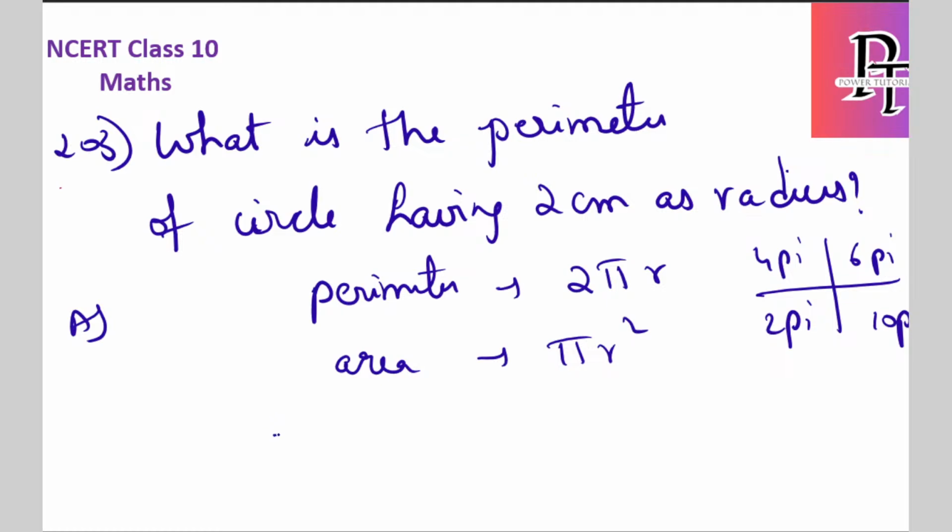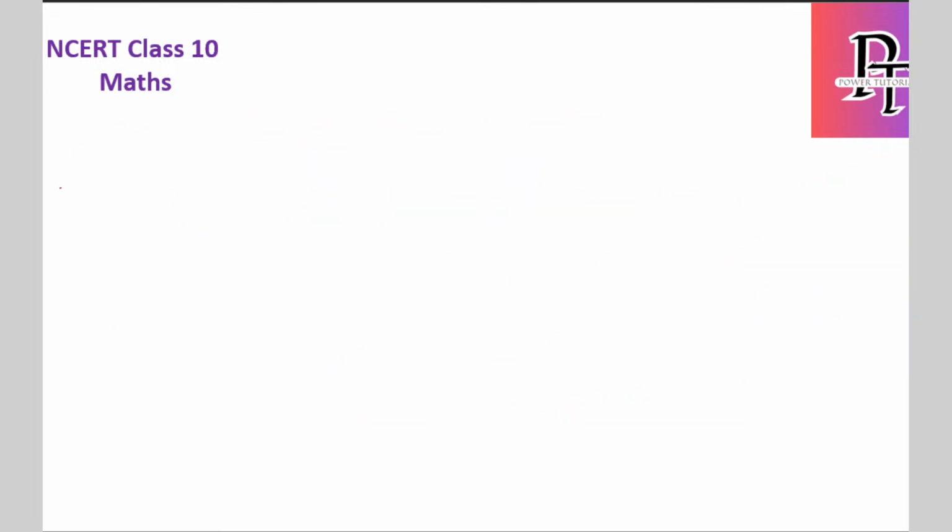It is asking perimeter. So perimeter is 2 into pi into r. So r is here 2. So it is 2 into pi into 2, which is 4 pi. Let's see the next one. 204th question.